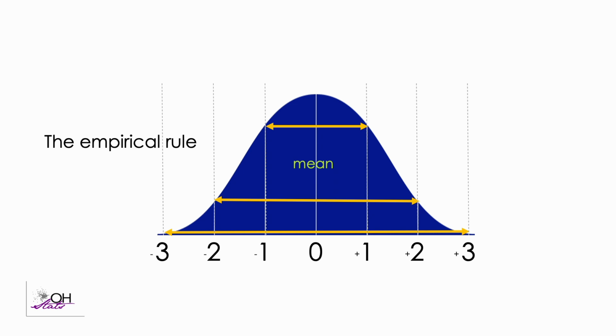The empirical rule tells you where your values fall. So, approximately 68% of scores will fall within one standard deviation of the mean. Approximately 95% of scores will be within two standard deviations of the mean. And around 99.7% of scores will fall within three standard deviations of the mean. Again, if the distribution is normal.